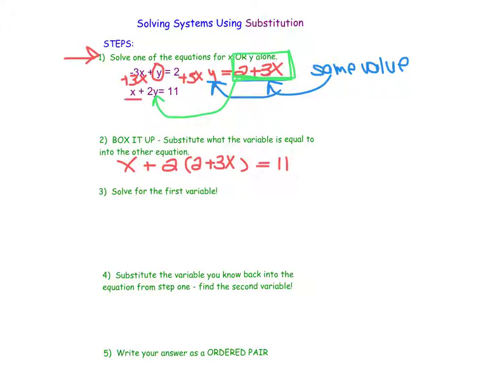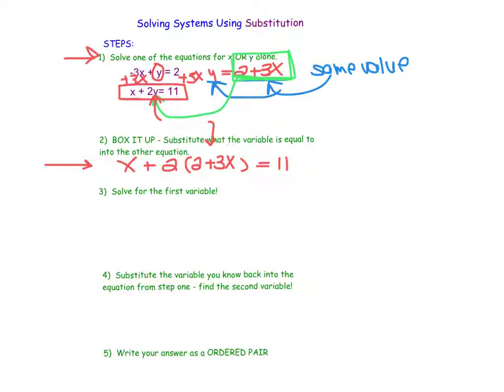So notice I have this exact same second equation here. All I've done is replace this y value with something that it's equivalent to, which is 2 plus 3x. But what's really nice here and why we can use substitution is if we look at this equation now, we'll notice that it only consists of an x variable. So what we now need to do is solve this equation for x.